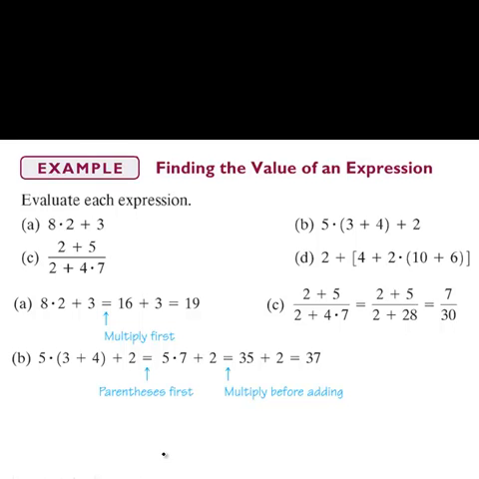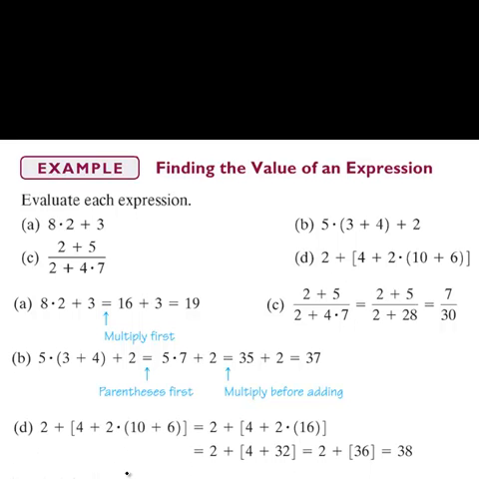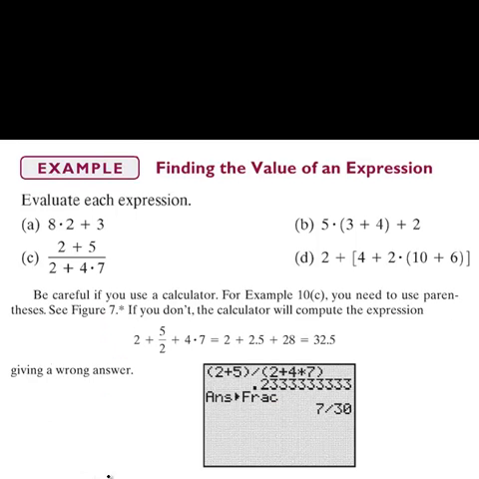Okay? For part D here, for this example, you see that you have 2 levels of parentheses or grouping symbols. Well, do the innermost one first. You'll do 10 plus 6 is 16, and then multiply by 2 to get 32, add the 4 to get 36, and then add the 2 to get 38. Right? Observing the proper order of operations.